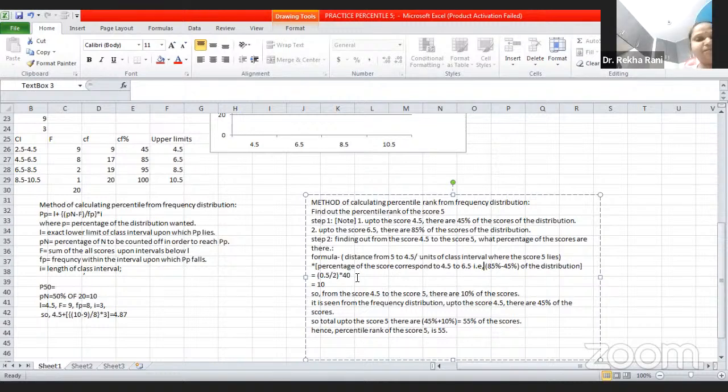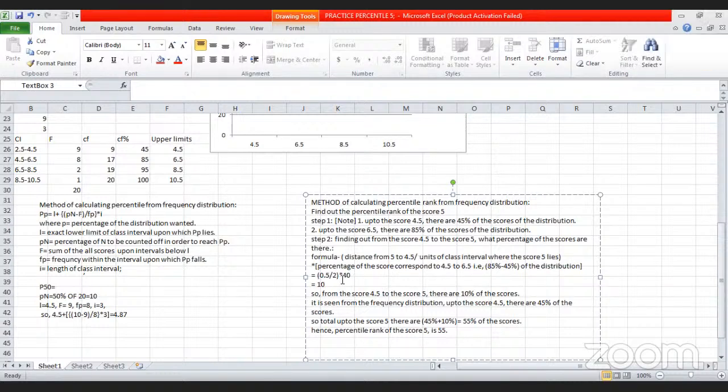Clear, ma'am. So here is the formula: 0.5, that is the distance from 5 to 4.5, that is 5 minus 4.5, which is 0.5, divided by units of the class interval where the score 5 lies, that is 2, into 40. 85 minus 45 is 40. So that is equal to 10. That means from the score 4.5 to the score 5, there are 10% of the scores.